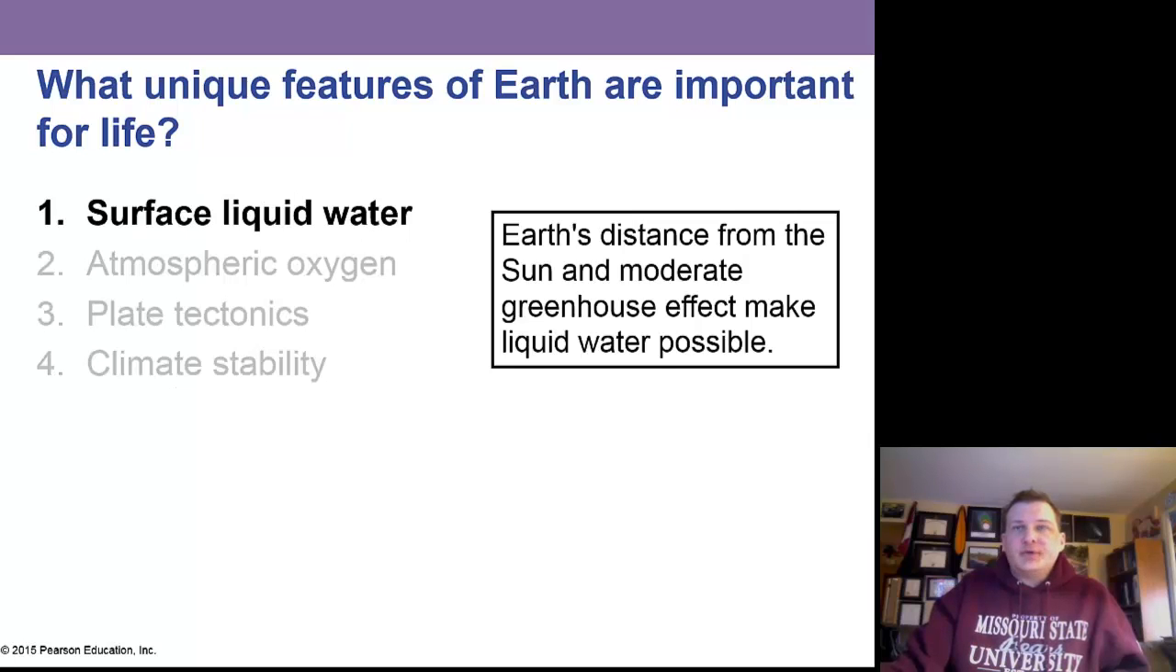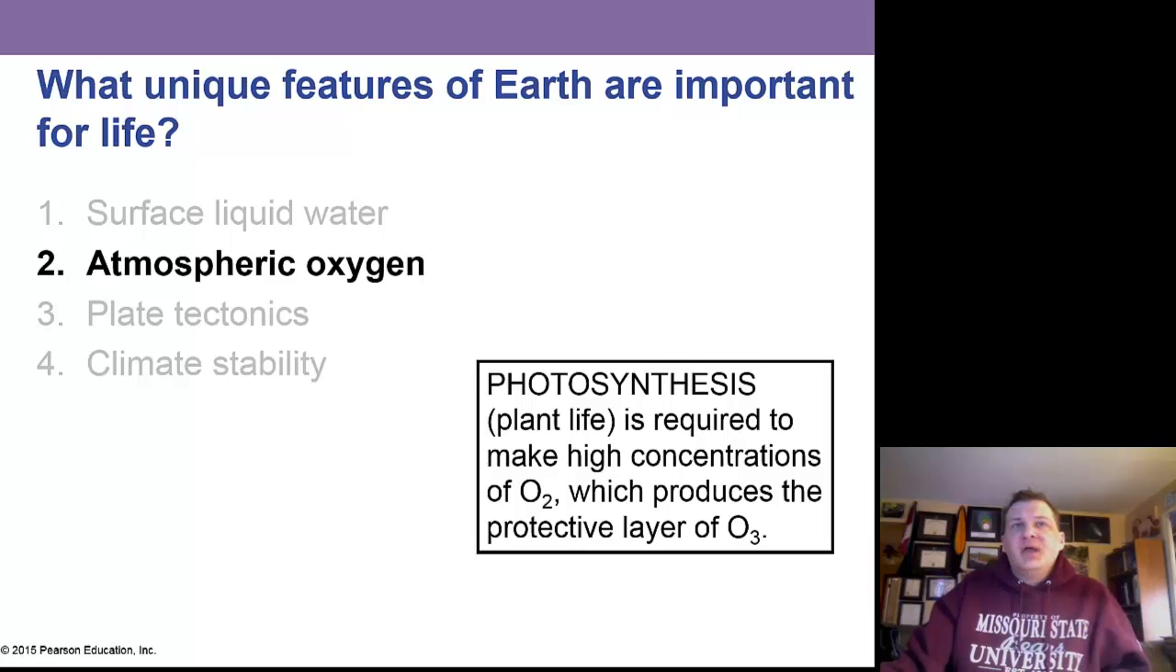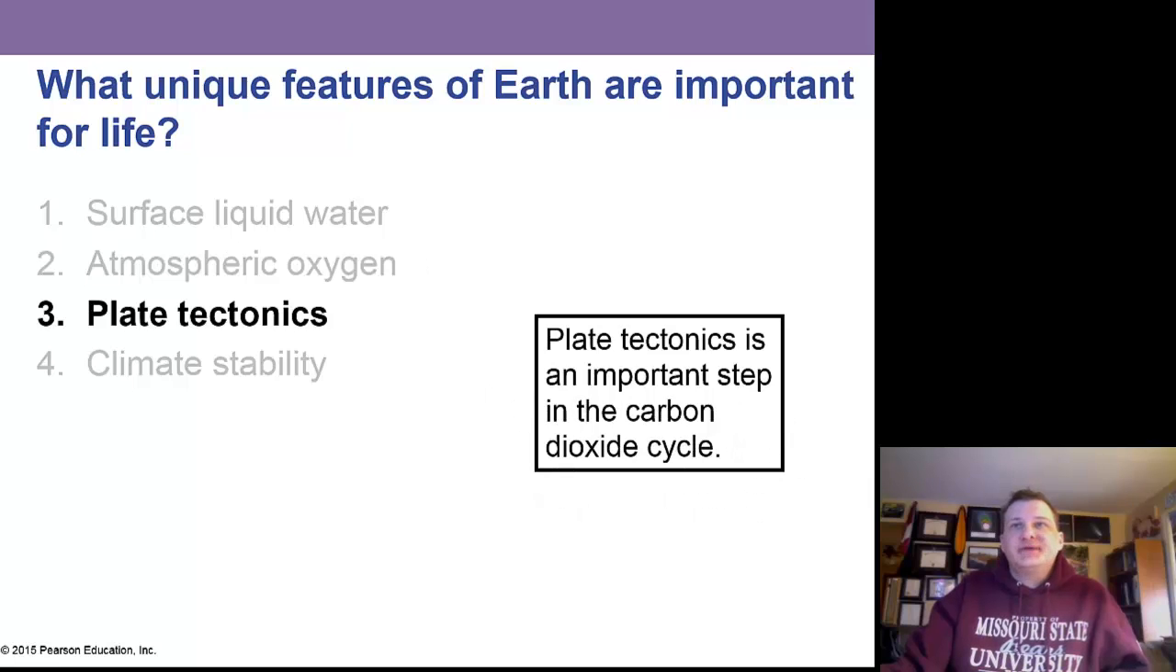So surface liquid water: Earth's distance from the sun and moderate greenhouse effect make liquid water possible. And where we find water, we find life. The oxygen creates photosynthesis, which is required to make high concentrations of oxygen, which produces the protective layer of ozone. The plate tectonics is an important step in the carbon dioxide cycle.